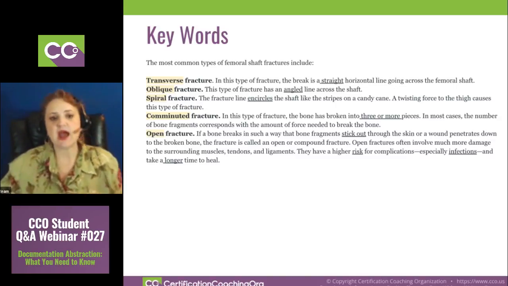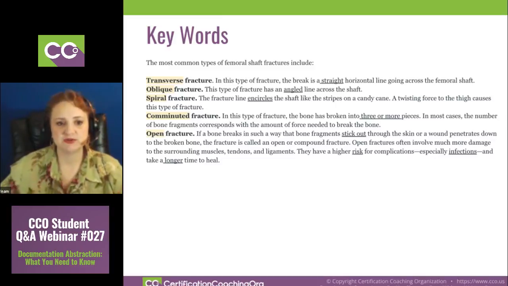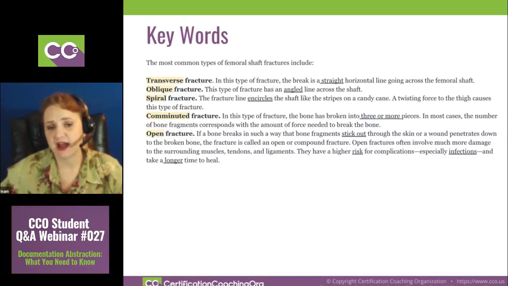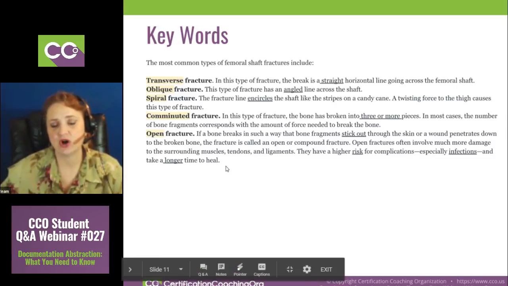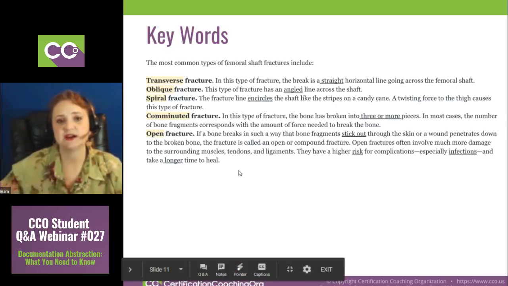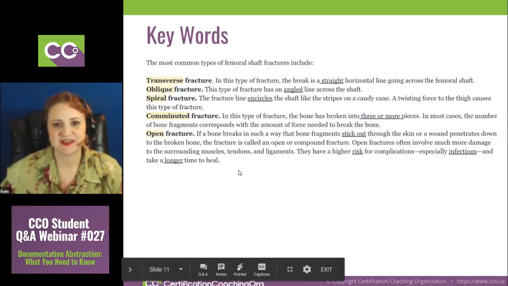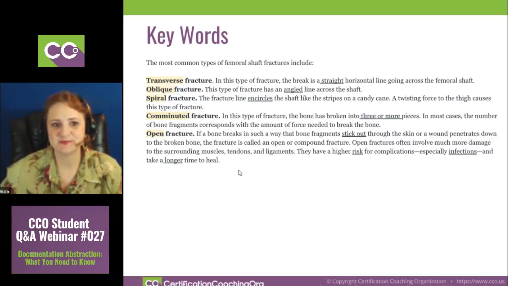So now, what do we know? We know transverse is straight, oblique is angled, spiral is in circles, comminuted is 3 or more, open is sticks out. It's got a higher risk, and it could cause infection, and it takes longer. You're going to be in the hospital longer. What do you think? Are you getting it?